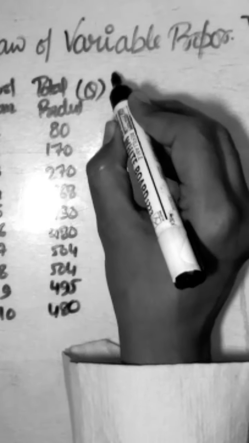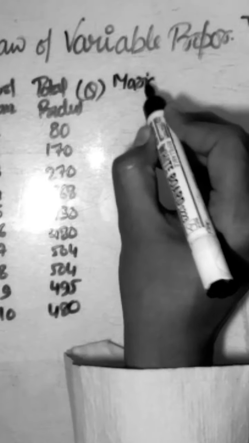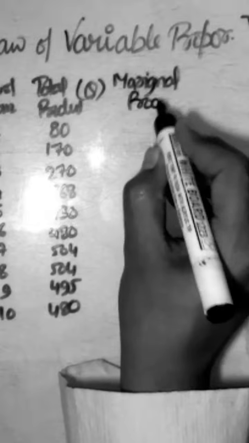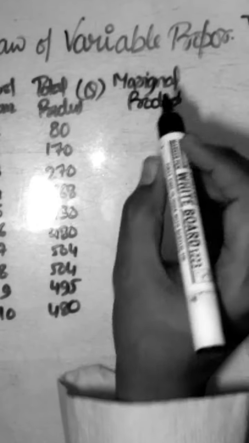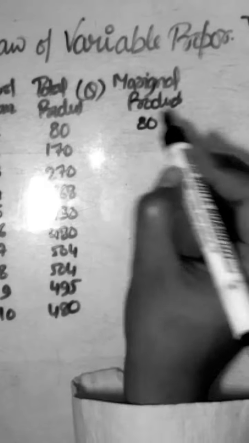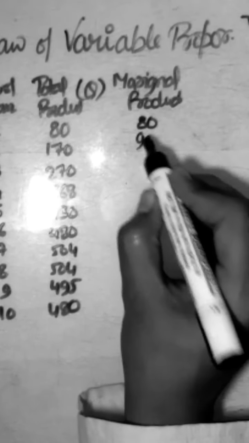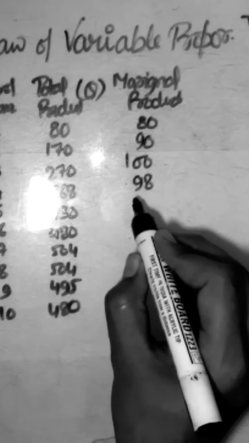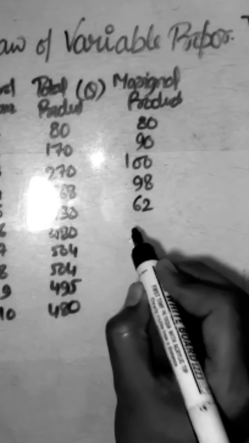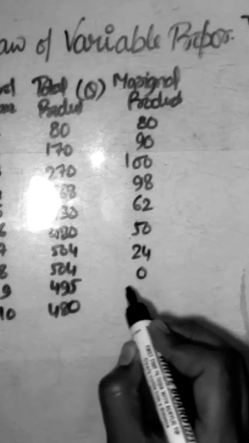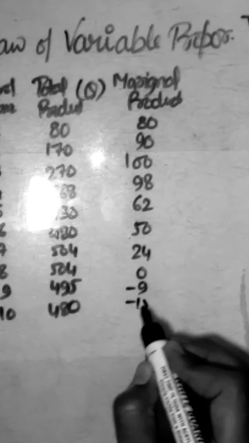So if we come to the marginal production, it is nothing but the addition to the total production. So here 80 is added to total production, then 90 is added, then 100, then 98, then 62, 50, 24, 0, minus 9, and minus 15.